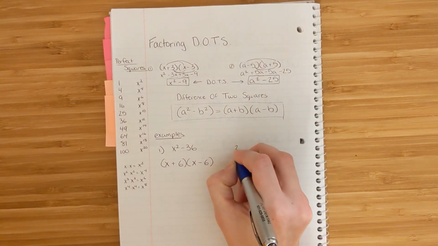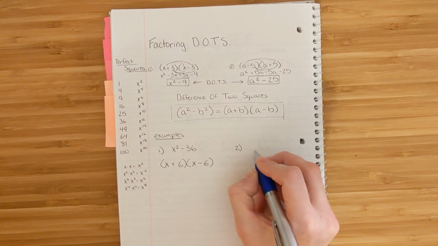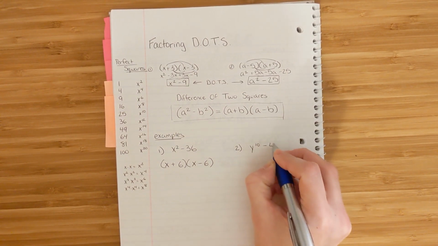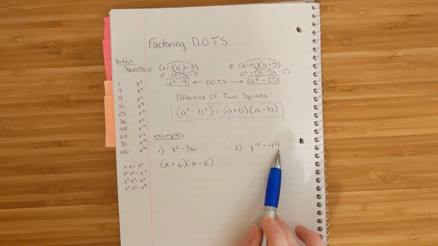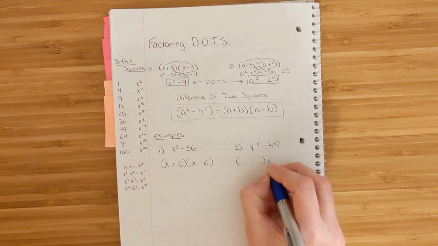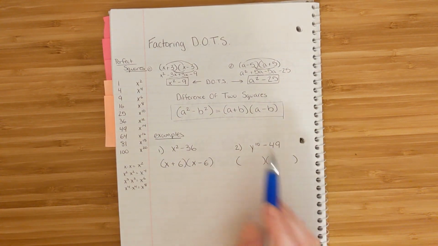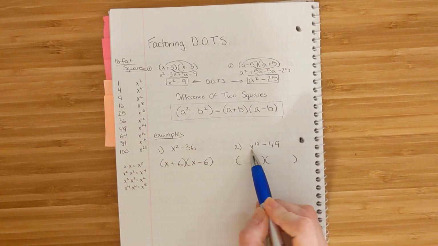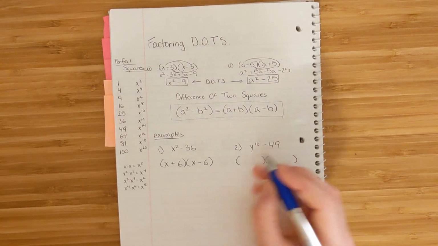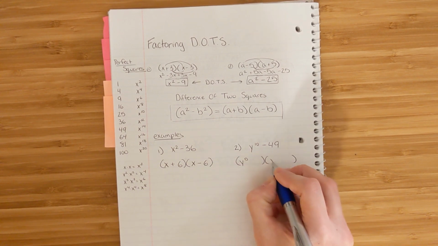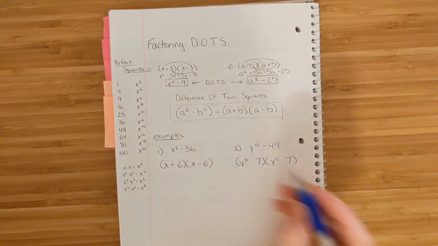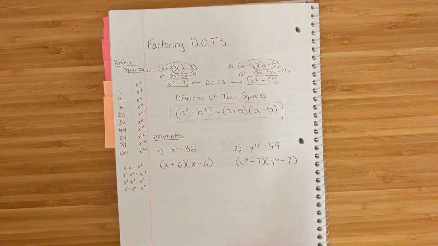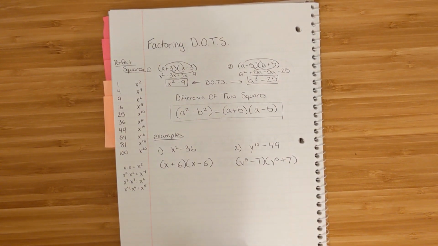Let's try another one. How about y to the 10th minus 49? We've got the difference of two perfect squares, so I know right away that it's going to fit my format up here. The square root of y to the 10th, remember to cut this exponent in half, is y to the 5th, and the square root of 49 is 7. As long as one of your factors is subtraction and one of your factors is addition, it doesn't matter which one is which, you're done. And those are your factors.